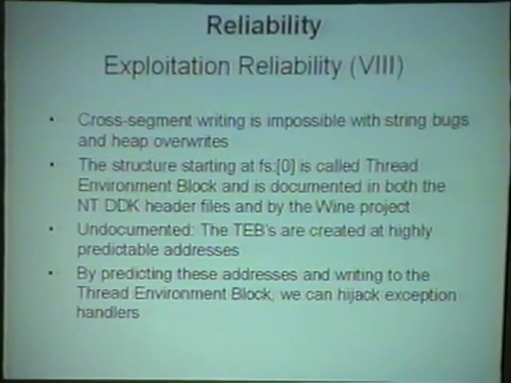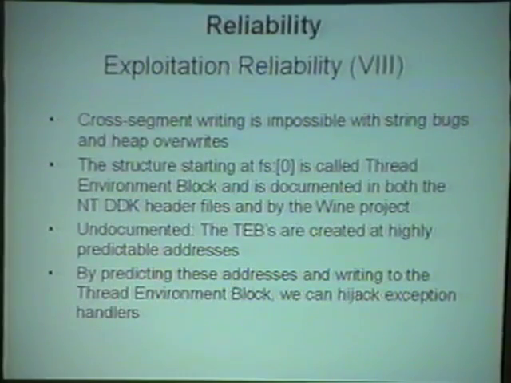What nobody seems to have tried to document before is that those thread environment blocks are created at highly predictable addresses. They are not only at fs:0, but they're mapped into the address space of the thread as well. Officially, a program is not allowed to use it, but they're there, and they can be accessed.